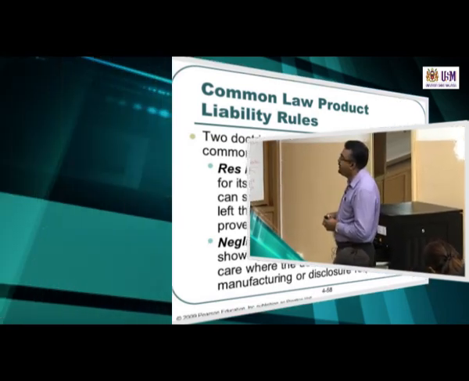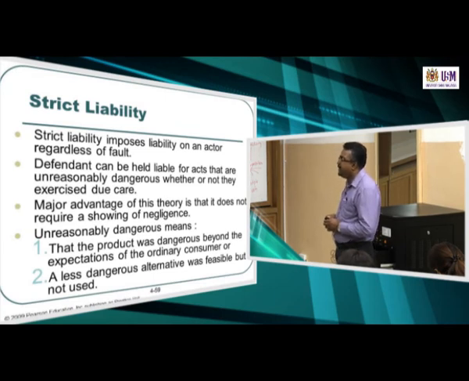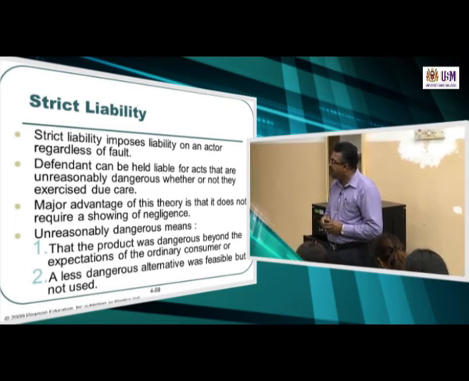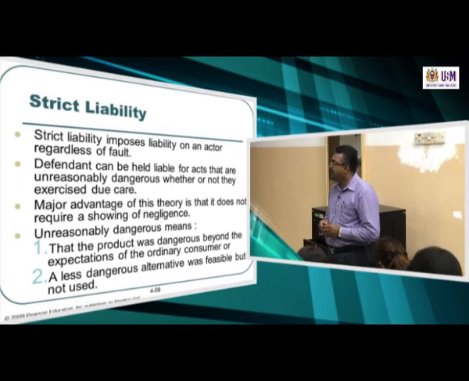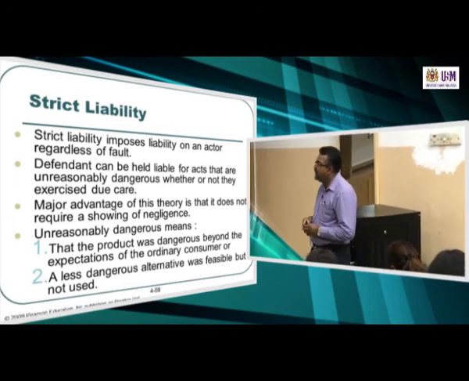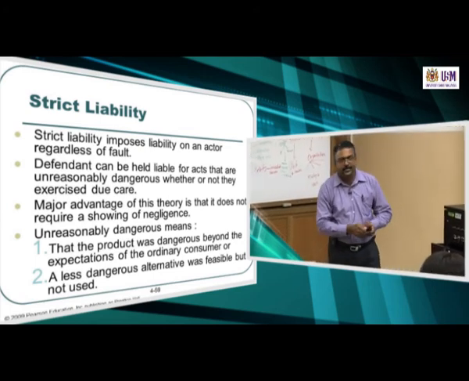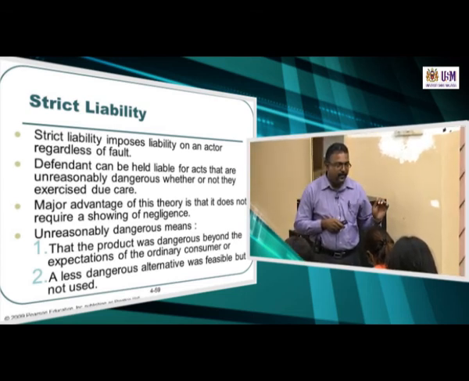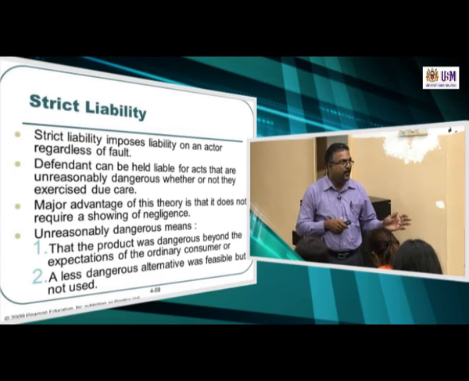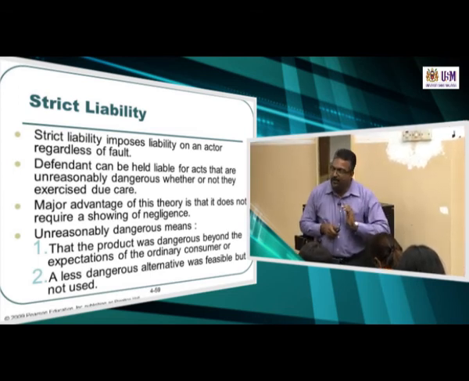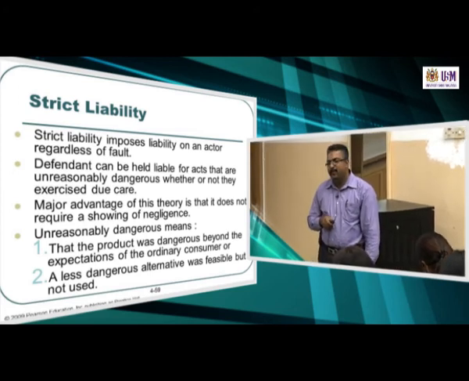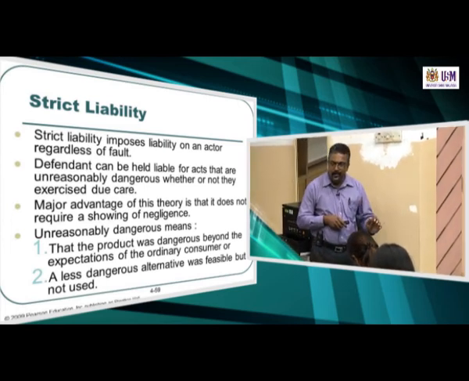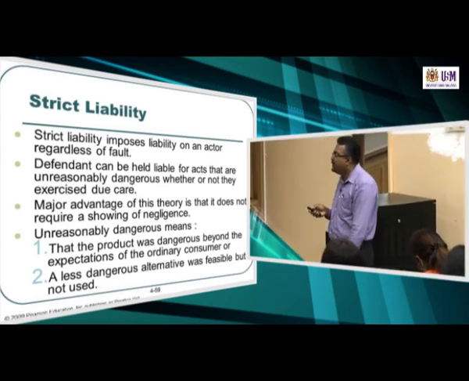We go to the third one, strict liability. Strict liability imposes liability on an actor regardless of fault. That means the defendant can be held liable for acts that are unreasonably dangerous whether or not they exercise due care. So, strict liability is for the product that is very dangerous. So, we don't really bother whether there is proof or there's no proof. When we know the product is dangerous, we can immediately charge the company. We don't have to show proof the product has caused some danger to someone. No need. Once we know the product is dangerous, we can charge the company straight away. We call this strict liability.